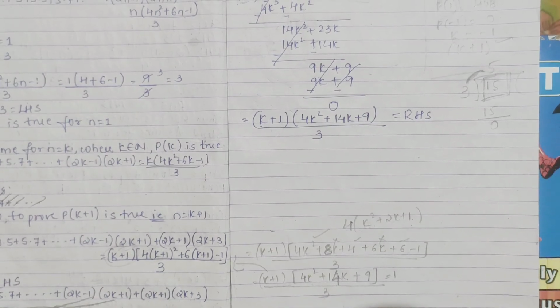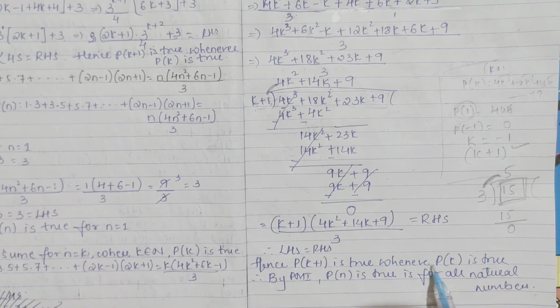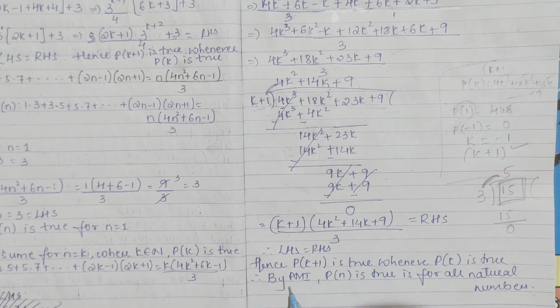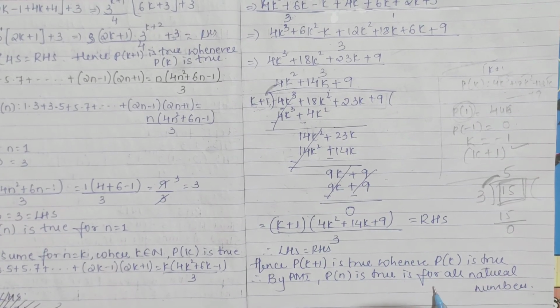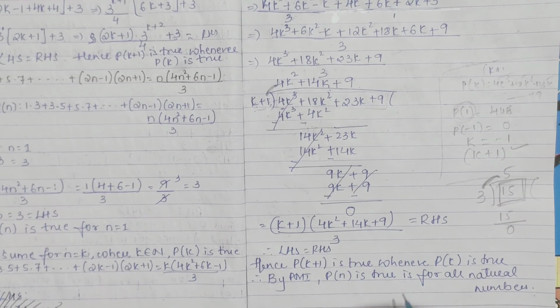Hence write: P of k plus 1 is true whenever P of k is true, by PMI, that is principle of mathematical induction. You write fully: P of n is true for all natural numbers.